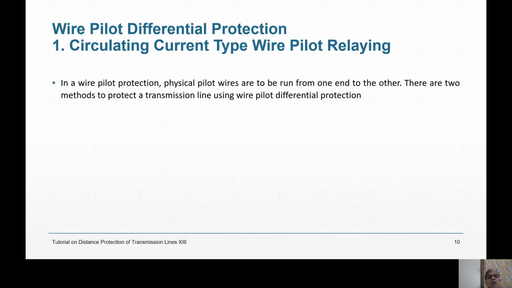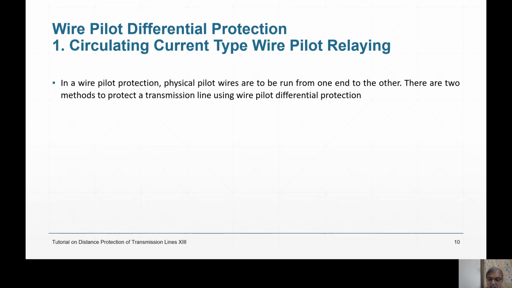Wire pilot differential protection is not used all the way. If at all it is used, then it is used for some 10-kilometer long, very short lines. But usually people do not use wire pilot schemes. But for the sake of starting, we will study the wire pilot scheme. In the wire pilot scheme, there are two types of schemes. One is the circulating current type wire pilot and another is the opposed voltage type wire pilot.